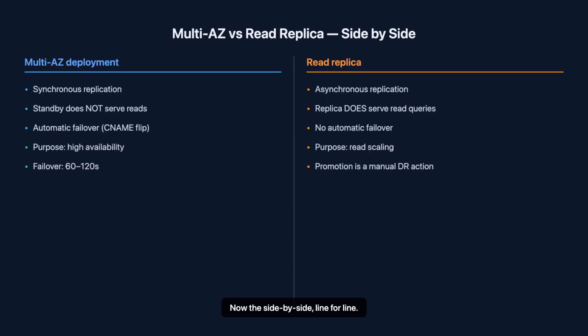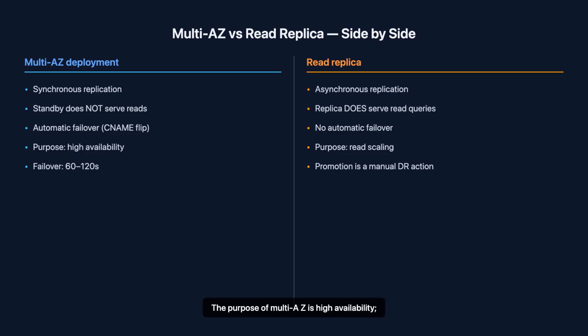Now the side-by-side, line for line. Multi-AZ uses synchronous replication. Read replicas are asynchronous. The multi-AZ standby does not serve reads. The read replica absolutely does. That's its whole reason for existing. Multi-AZ gives you automatic failover via CNAME flip. Read replicas have no automatic failover at all.